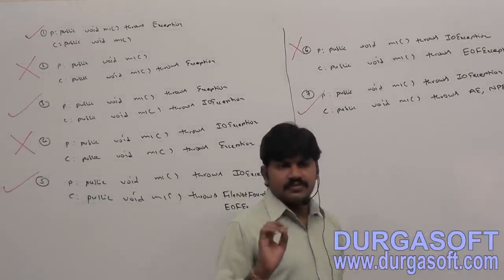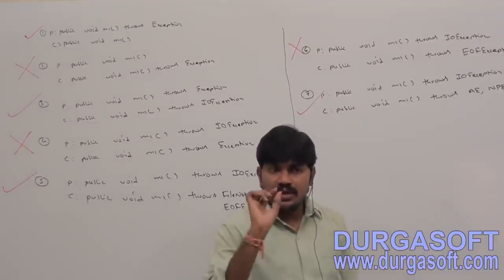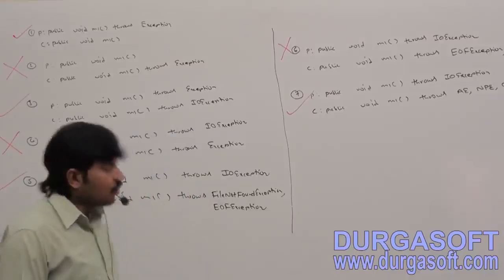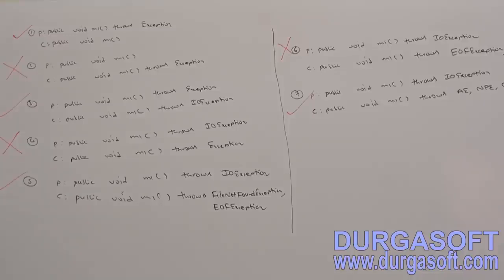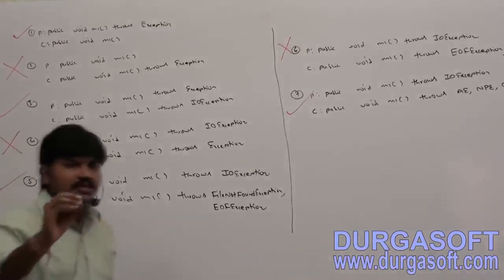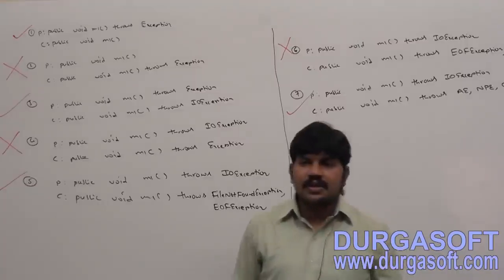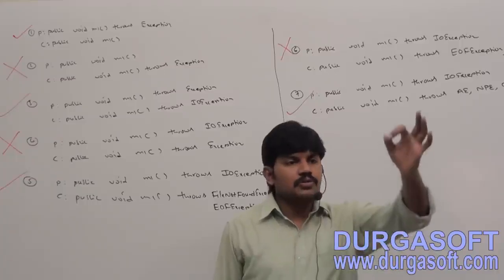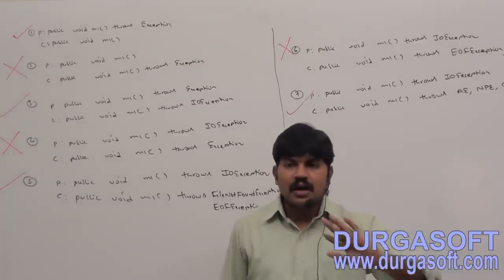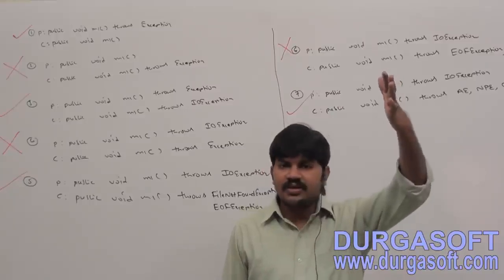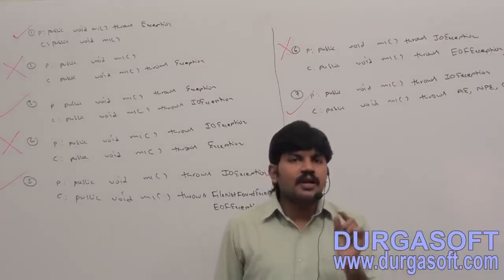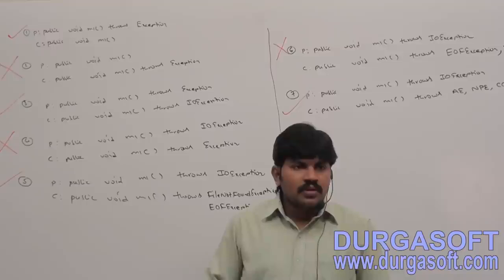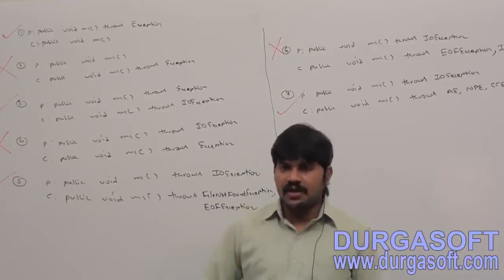What is the rule first? Then you will come to know what is the rule. Take a bit special care. Most of the people are getting confusion in this case only. Let me explain the rule. If a child class method throws any checked exception, compulsory the parent class method should throw the same checked exception or its parent. Are you getting that? Let me repeat once again.